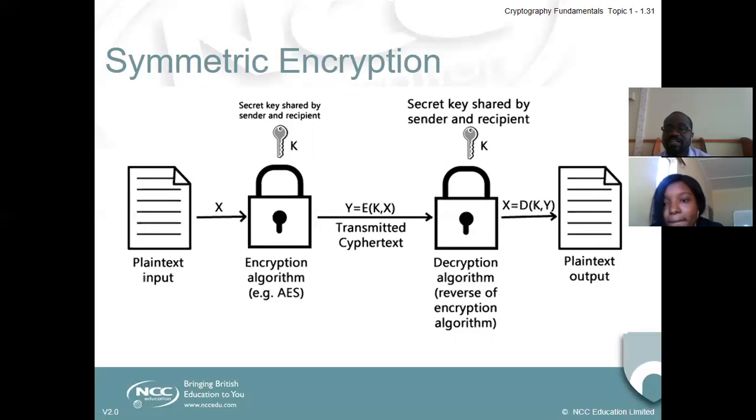So the receiver needs to decrypt it. The receiver at this point should have a secret key. If they don't have the key, they're not going to decrypt this message. It will remain unread, unopened. It's like you can't open the gate after locking because you don't have a key. So we have a secret key shared by sender and recipient, and on the other side it should be used to unlock it.